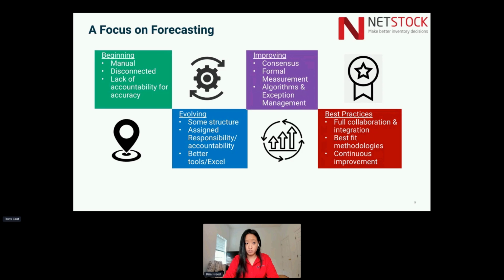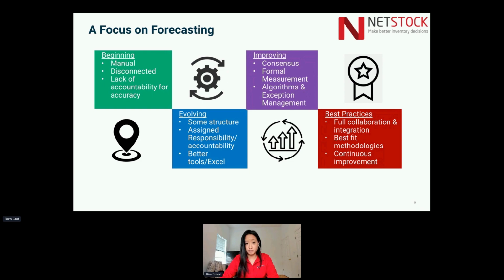And then ultimately you get to a best practices place, right? Where there's really full collaboration and integration. Everybody's on board. Everybody sees the information at their fingertips. We've applied best fit technologies and methodologies to get the right algorithms looking at the right items by location. And then we've really embarked on this continuous improvement process within forecasting, and as a result, within the overall inventory maturity curve that this is a part of, right?